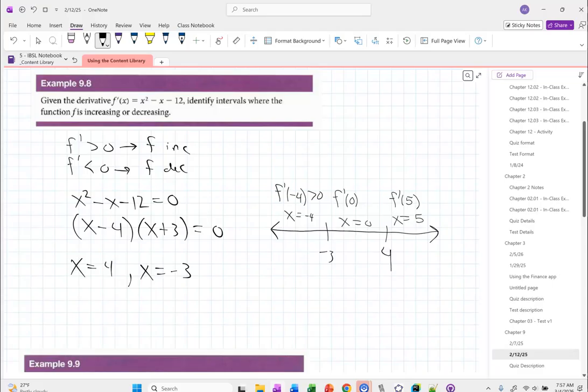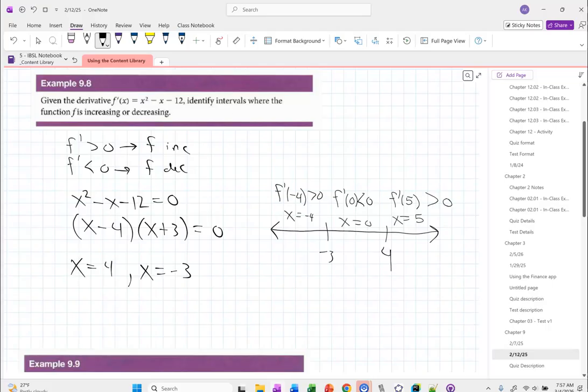I'm going to do the same thing now with 0. So I plug 0 into x minus 4, I get negative. Into x plus 3, I get positive. Negative times positive is? Oh, you guys are on it today. Wow! And then the last section, I'm going to plug the 5 in. 5 minus 4 is positive. 5 plus 3 is positive. Positive times positive is? Positive.